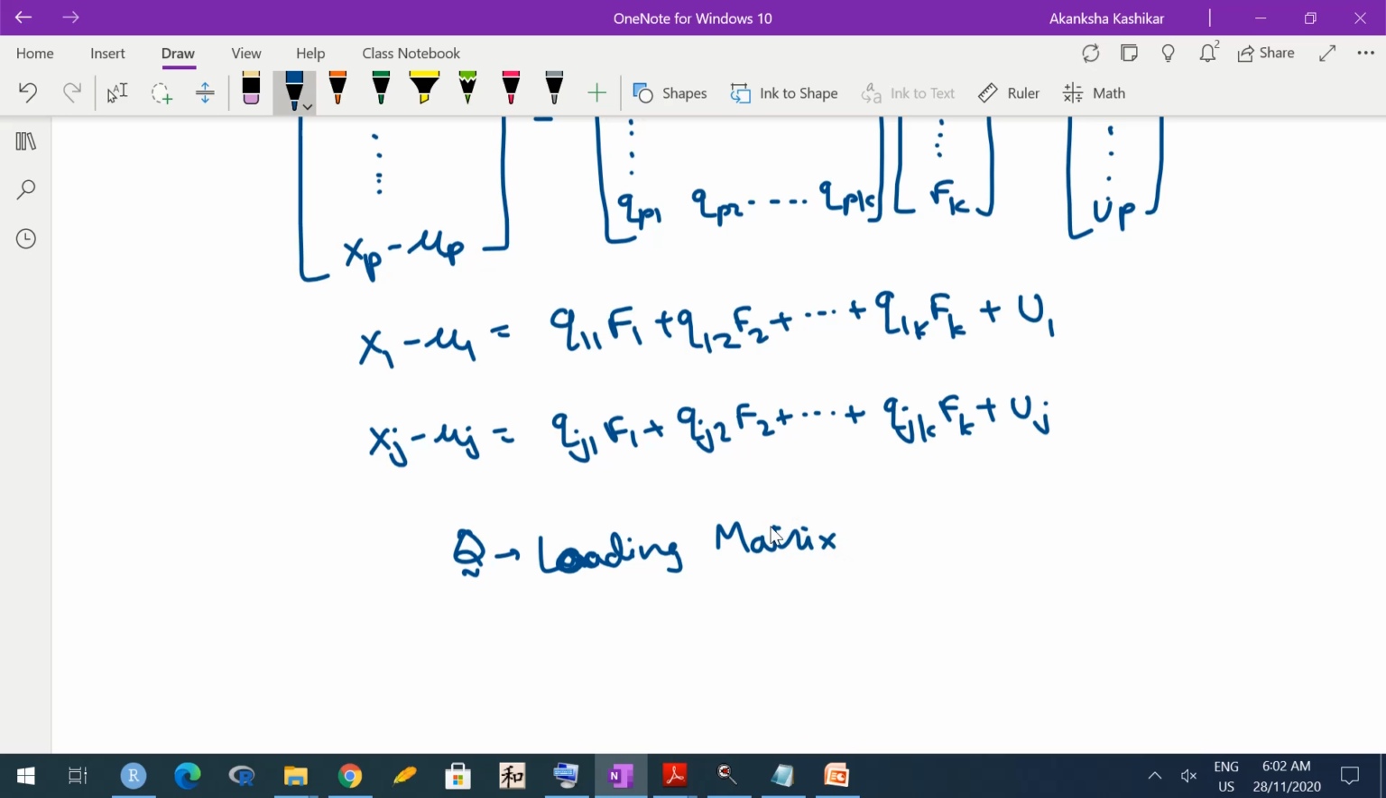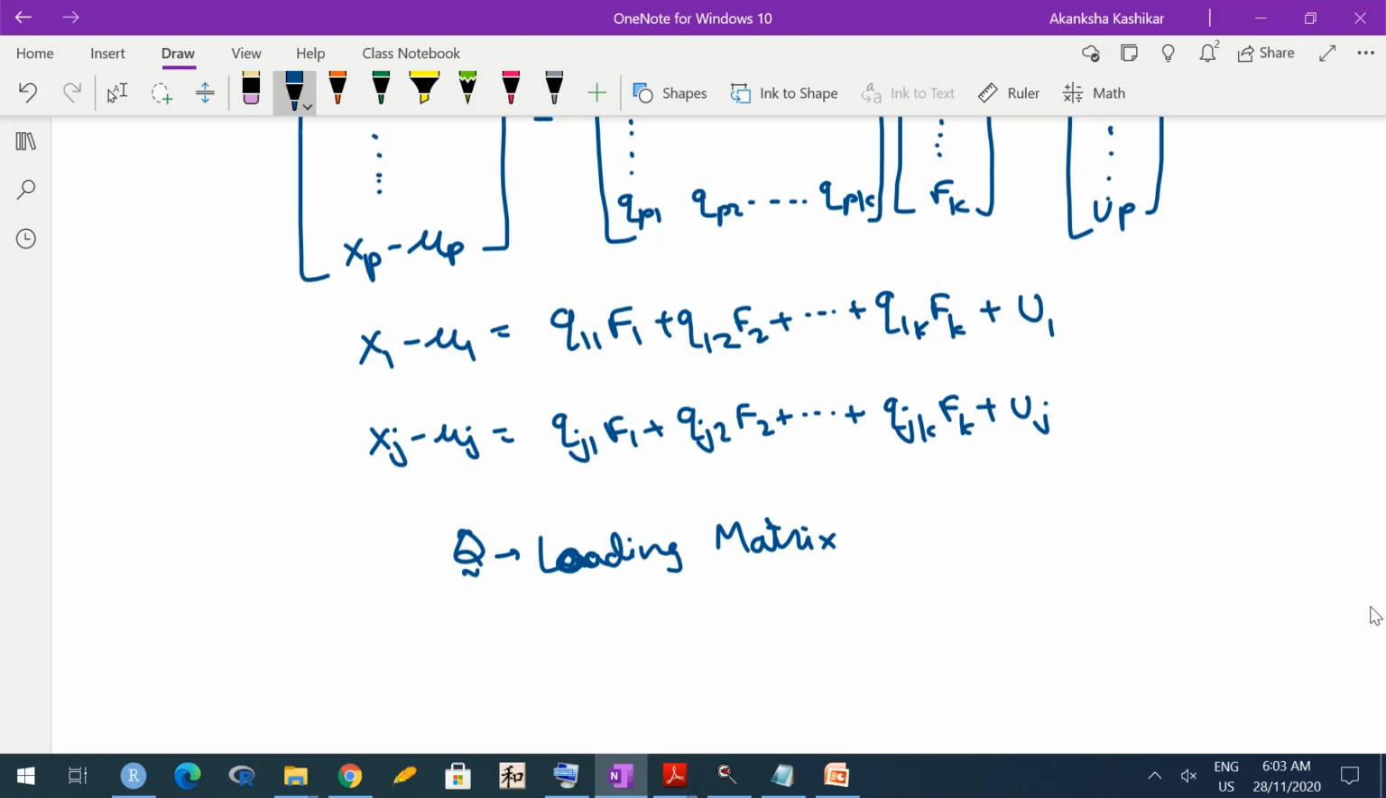And through this loading matrix we try to understand which factors affect which variables more. Because f1, f2 are the underlying unobserved variables, through this loading matrix we try to see what is the extent of role of each of the unobserved variables in the final observed things.